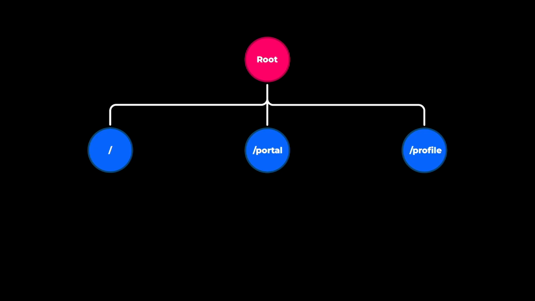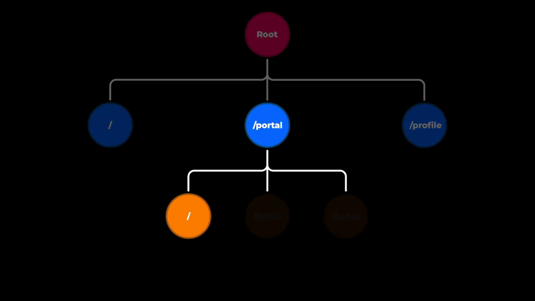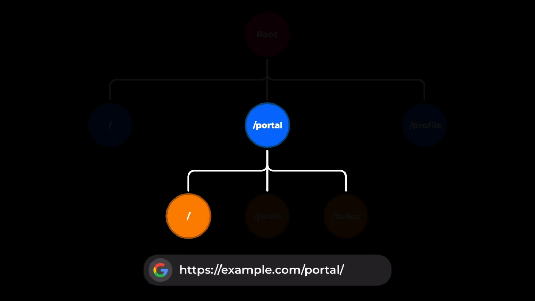So far, we've seen how routes can be nested inside the root route, but any other route can have its own child routes as well. For example, the portal route can have an index route, along with other nested routes like posts and to-dos. Now, the index route is a default child route that's rendered when you visit the parent route without anything after it. So if you just go to portal, the index route is shown by default.